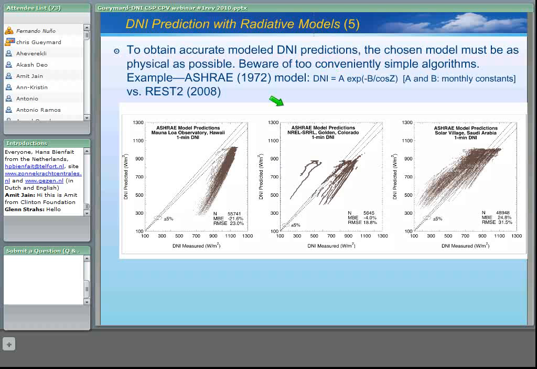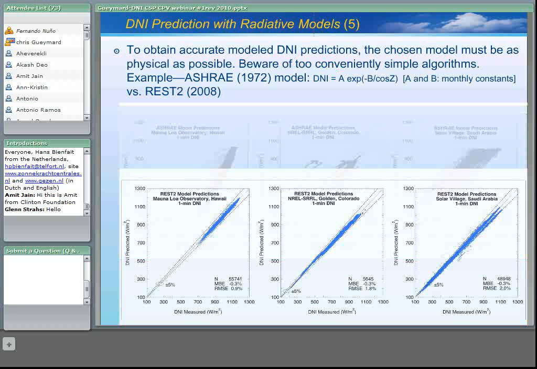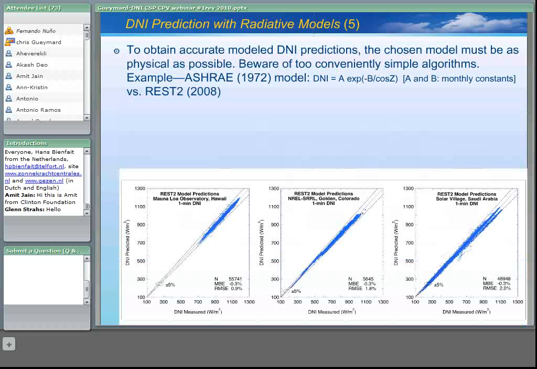But because it's so simple, you don't have any information on the current atmospheric state, water vapor or aerosol or anything, and that's why here you see for 3 different sites the kind of scatter you obtain in the results. So it's not very good. Whereas when you use REST-2, you have the burden of getting all these atmospheric inputs, but you also get a lot better accuracy.